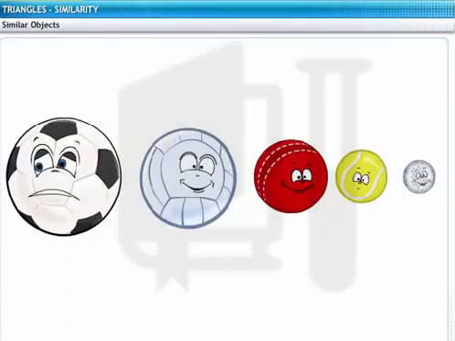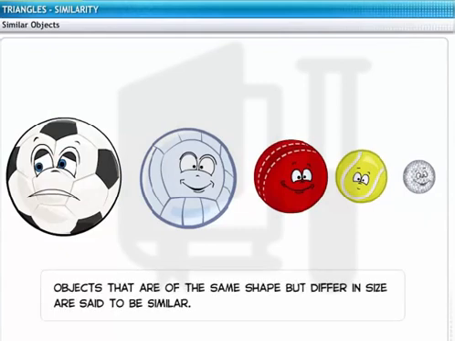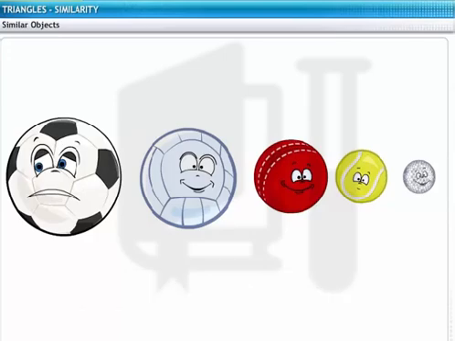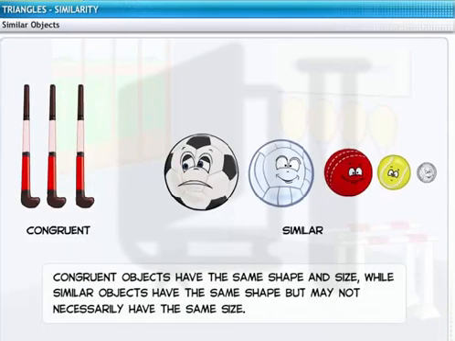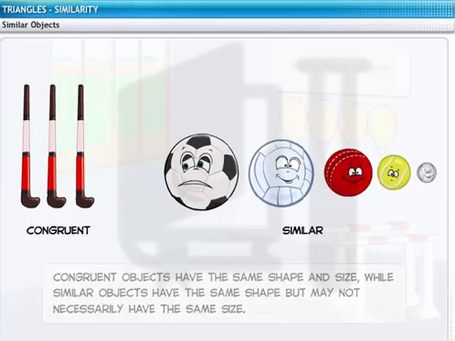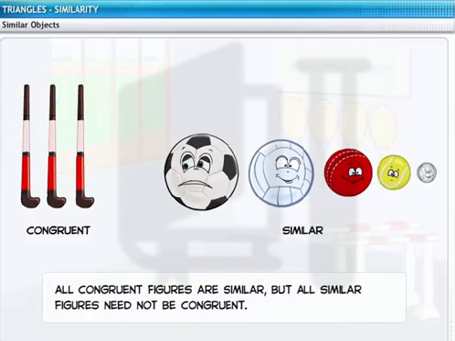As for the balls, though they are of the same shape, their sizes differ. Objects that are of the same shape but differ in size are said to be similar. Let's recap the definitions of congruent and similar objects. Congruent objects have the same shape and size, while similar objects have the same shape but may not necessarily have the same size. An important observation to note is that all congruent figures are similar, but all similar figures need not be congruent.